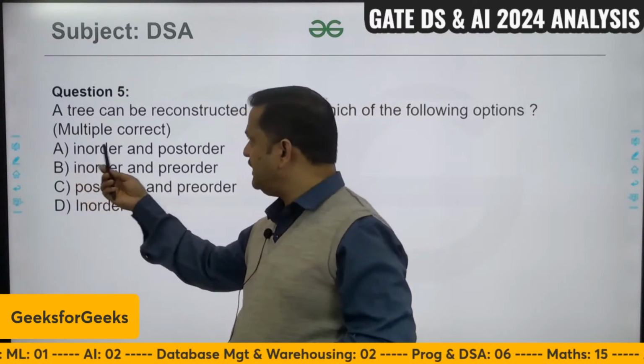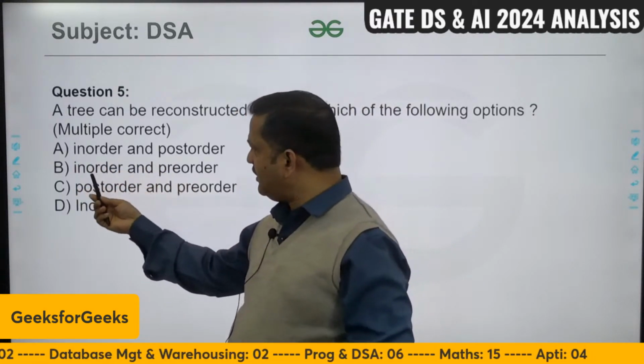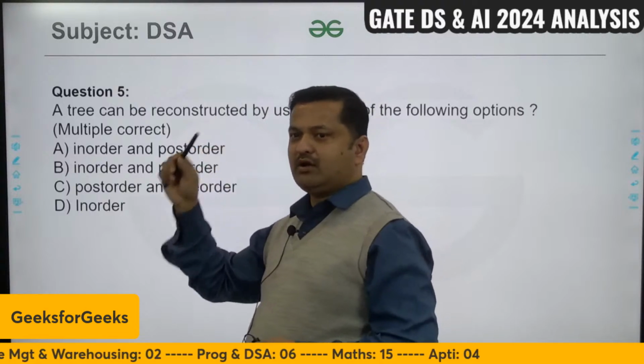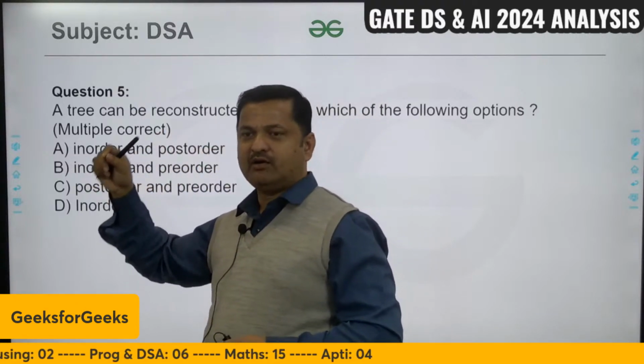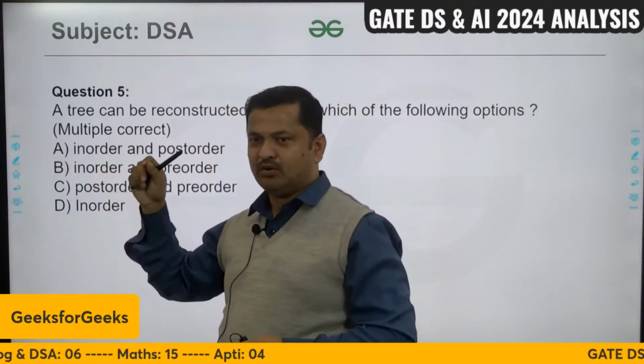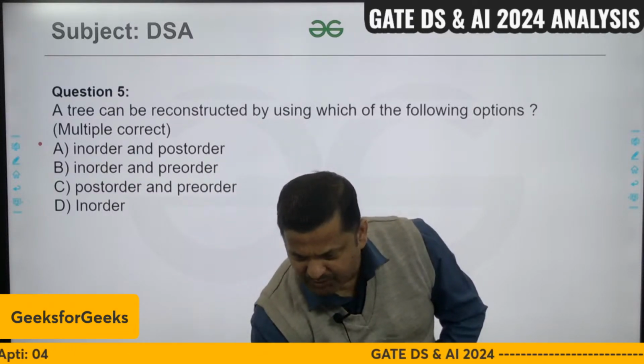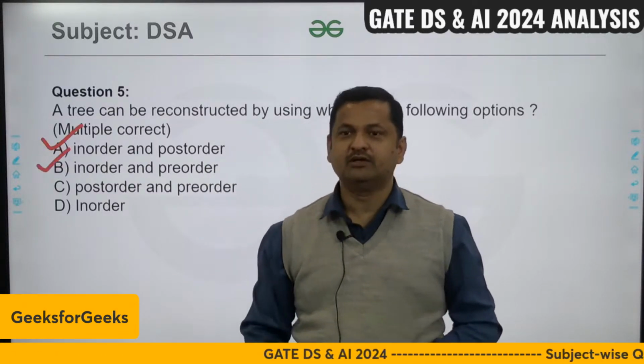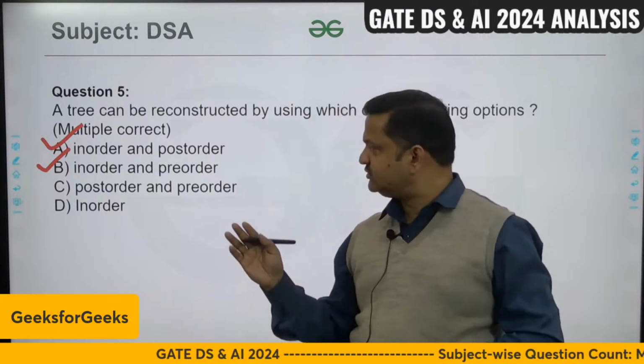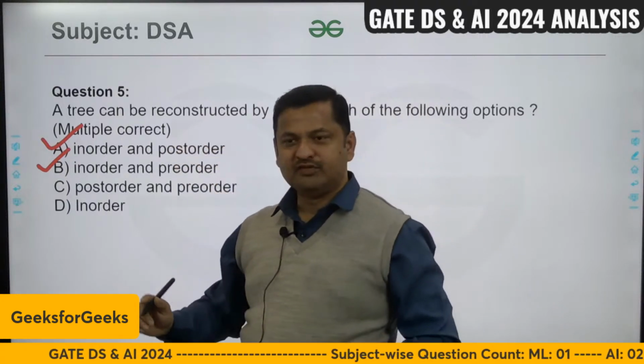So at least in-order with post-order, or in-order with pre-order. In-order is the mandatory part, along with either pre-order or post-order, that needs to be known to us. So in this particular case, options A and B are both correct. There are two correct options for this question.